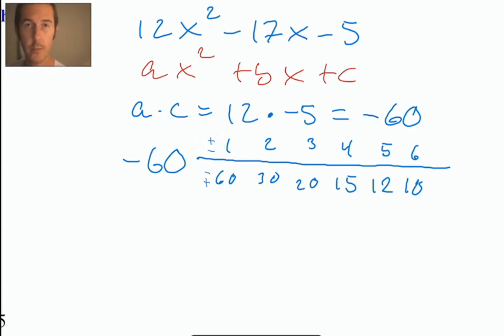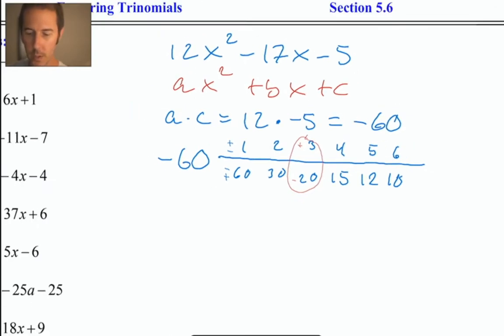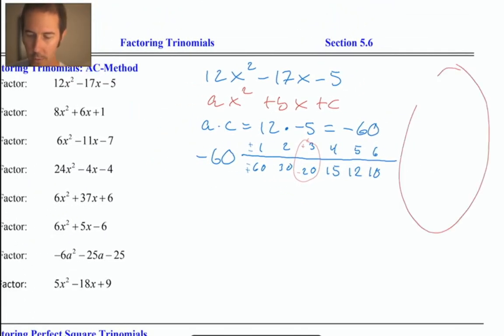And then we're going to choose one of these pairs. And I'm going to choose the pair that adds to my b value, negative 17. And in this case, 3 and 20 are 17 units apart. And if I make the 20 negative and leave the 3 positive, when I add those together, they'll add to negative 17. So that's the pair that I'm going to choose. And you should be taking additional notes on your paper in this space over here. So we've chosen the pair that adds to negative 17.